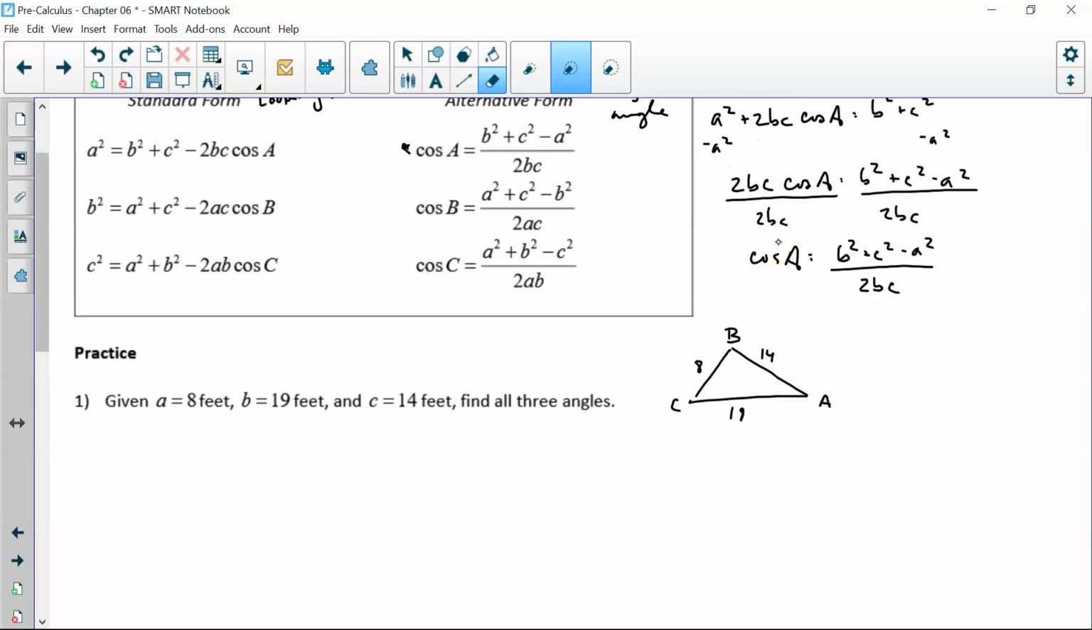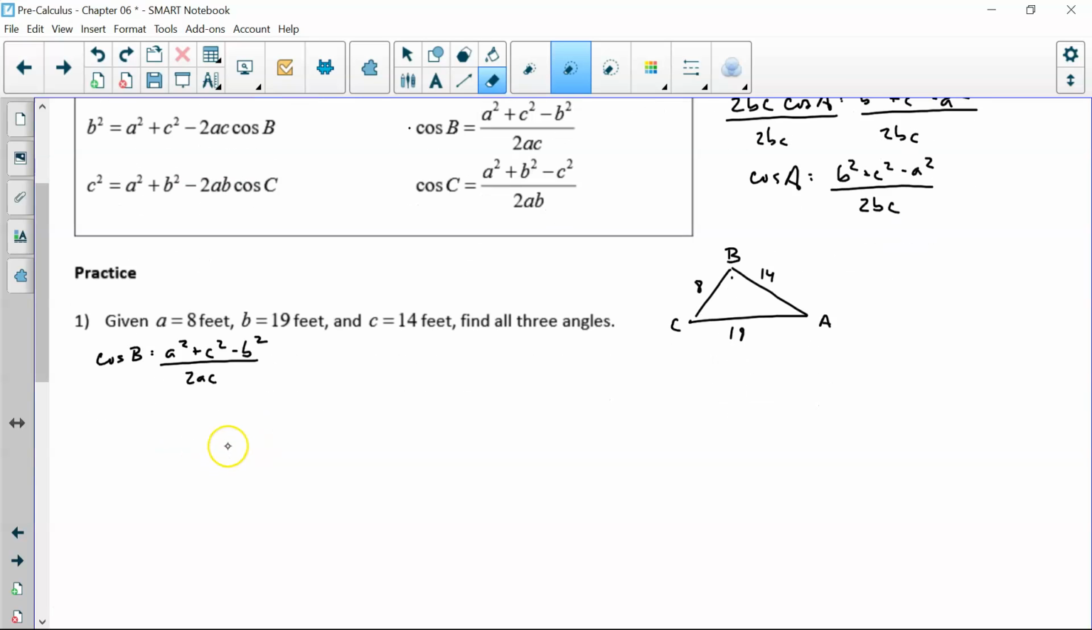So let's find the largest angle first, which is angle B. Since we're solving for angle B, the cosine of B equals a squared plus c squared minus b squared over 2ac. So the cosine of B equals 8 squared plus 14 squared minus 19 squared over 2 times 8 times c, which is 14.